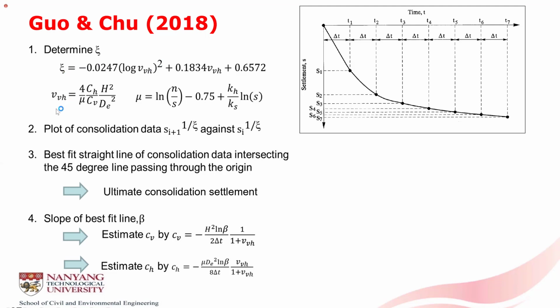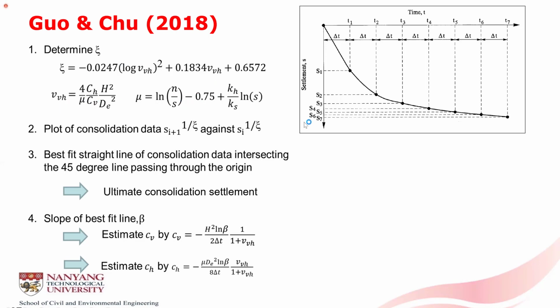But of course, to calculate this, you have to know nu, you have to know mu. Mu is the standard Hansbo's factor, and then this nu is calculated by CH over CV times the thickness of the compressible clay layer over the diameter of the equivalent drain, and this nu is from Hansbo's equation.